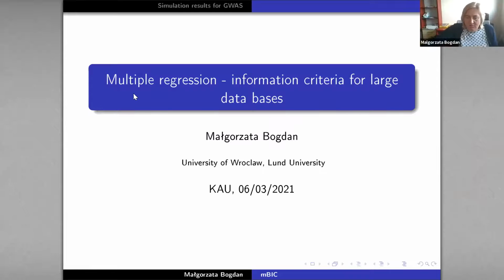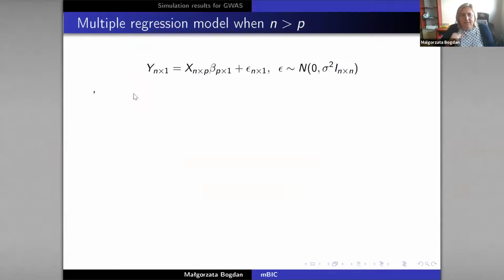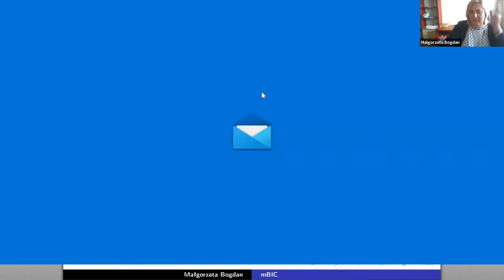So we are now talking about multiple regression. So we have a situation when you have multiple regression. So we want to, and let's consider at the beginning a very simple situation. So our n is larger than p. Okay, so this is a classical situation.